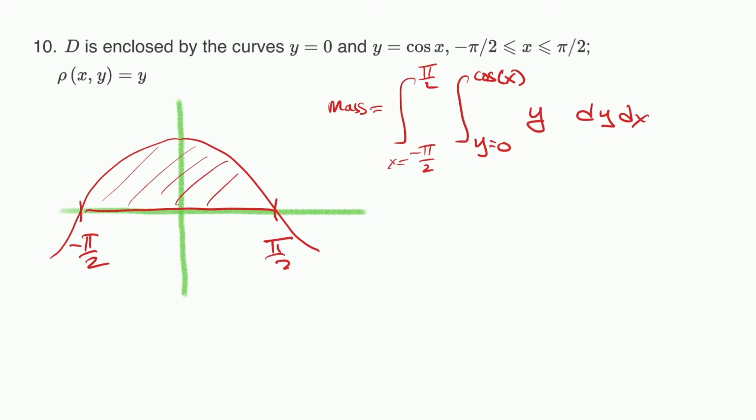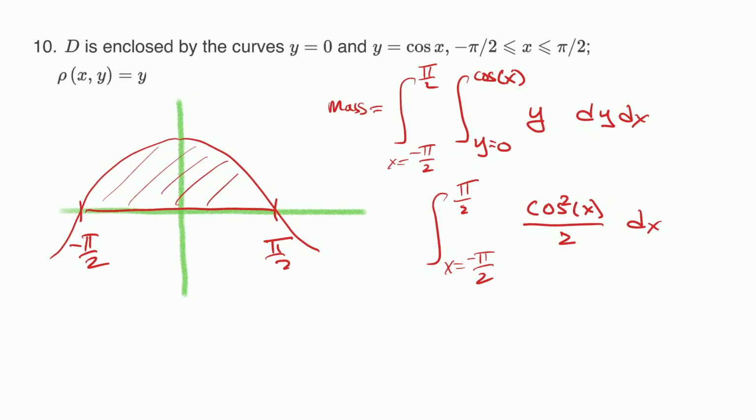Hopefully the one on the quiz won't be as difficult as this. This one isn't bad though. So this will be y squared over 2 evaluated from 0 to cosine. So I'm just going to cut to this: cosine squared of x over 2, after doing y squared over 2 and plugging in. Hopefully that's not the problem that you're having.